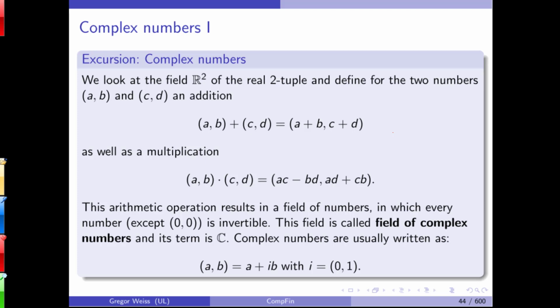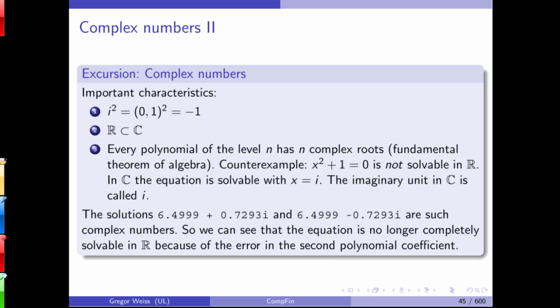And you have something that is called the imaginary unit, i, that is 0, 1. And some characteristics: if you take the square of i, it will give you -1. A famous and intuitively very absurd result, that something that is squared can be negative, but in the complex numbers this works. R is a subset of C, and the fundamental theorem of algebra says that in the complex numbers all polynomials of degree n have n roots.